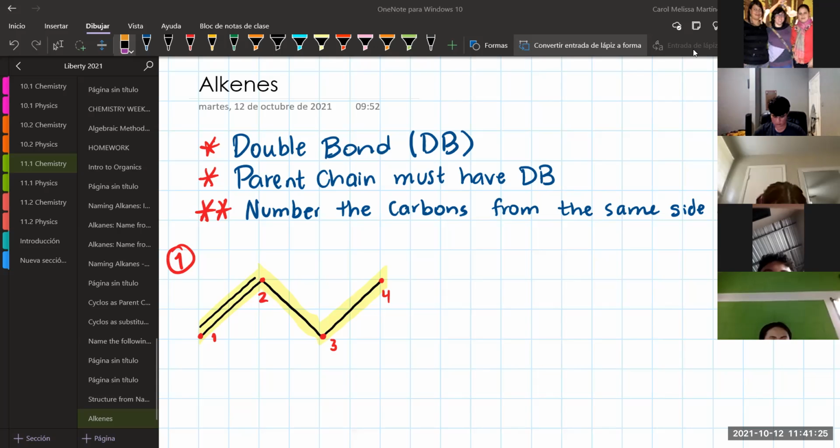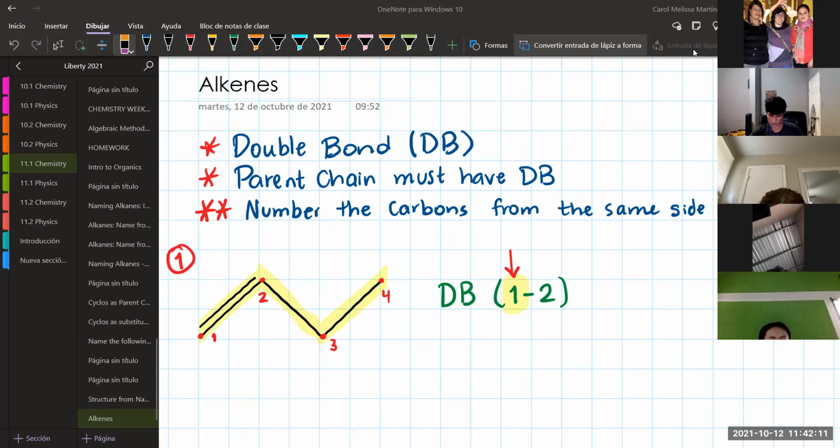So far, so good, but we haven't finished. We need to name this structure. To name this structure, we need to see where the double bond is located. As you notice, the double bond is located between carbon 1 and carbon 2. So the double bond is between 1 and 2. When this occurs, you have to choose the lowest number to indicate the position. So in this case, you are going to choose number 1 as the position of the double bond.